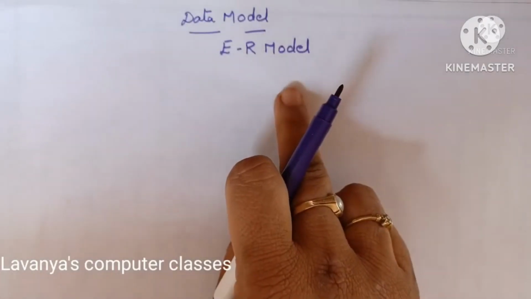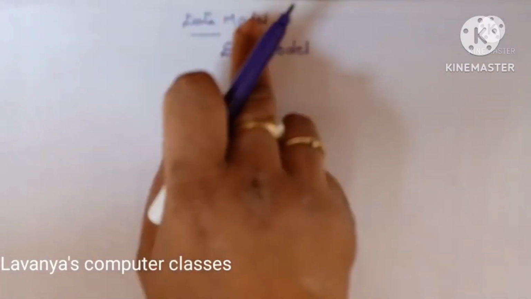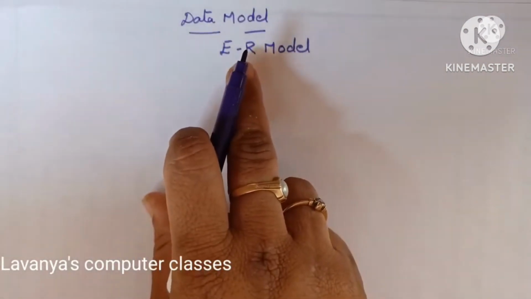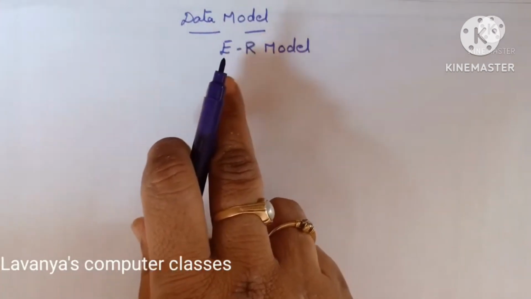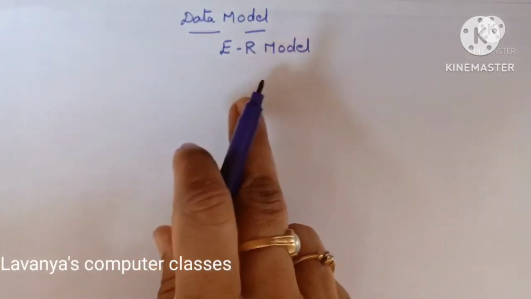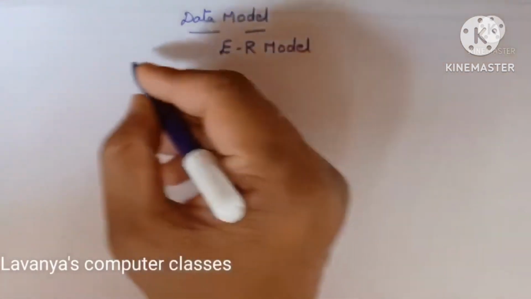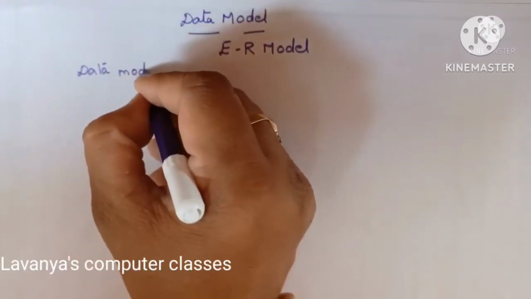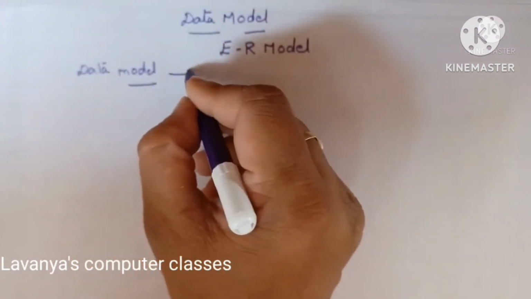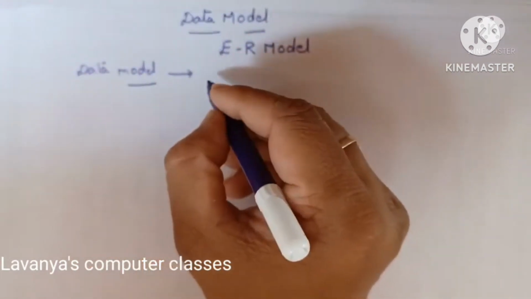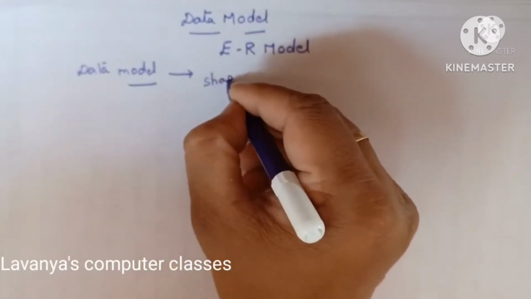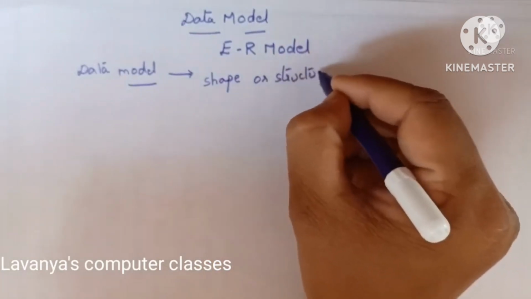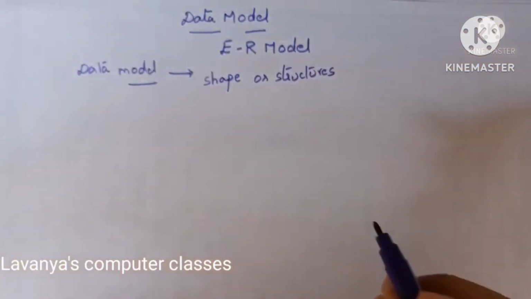Thank you. ER model. The ER model is one of the best examples of a data model. So what does data model mean? Data model means modeling data, that is, giving a shape or structure to the database. It is a model used for representing how the database looks and what the structure of the database is. All of this is explained in the data model.